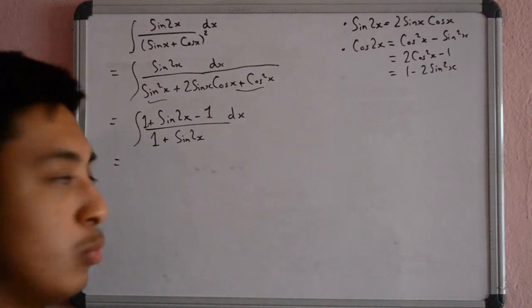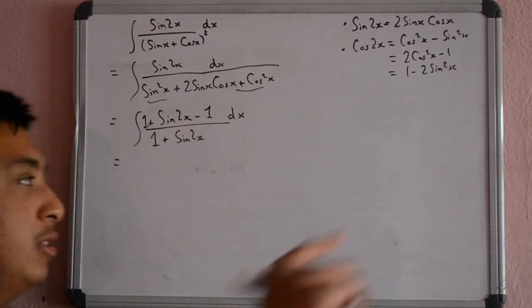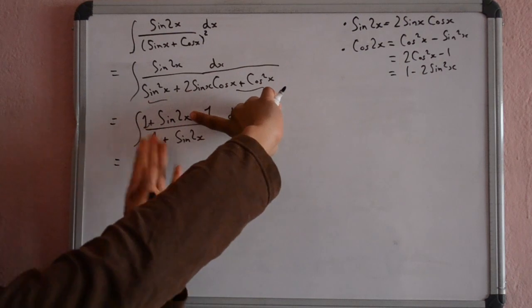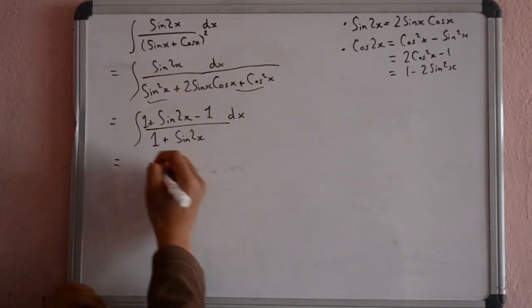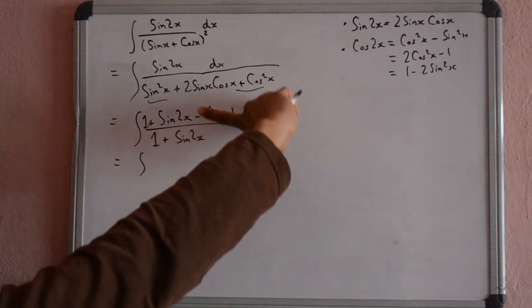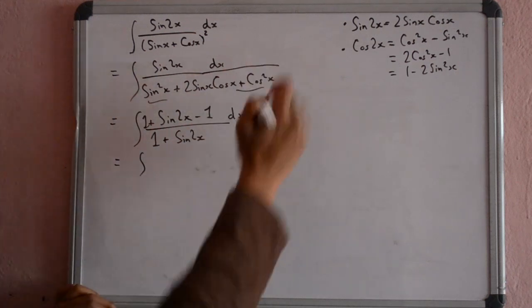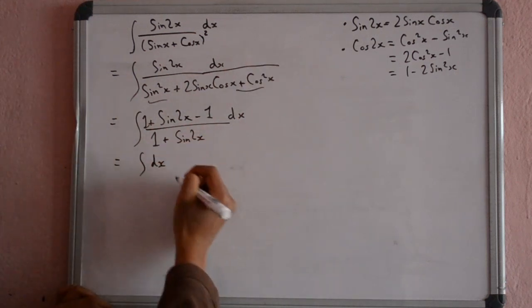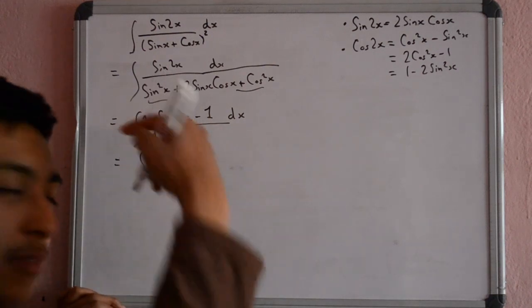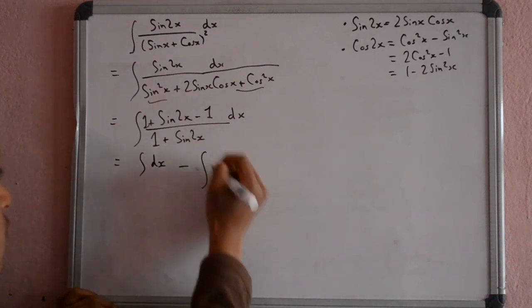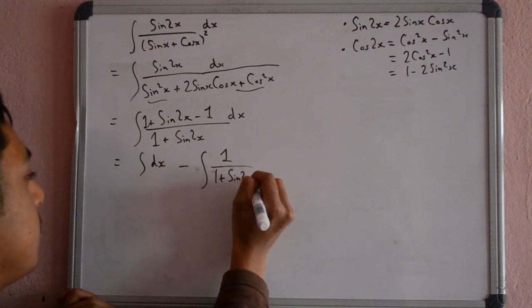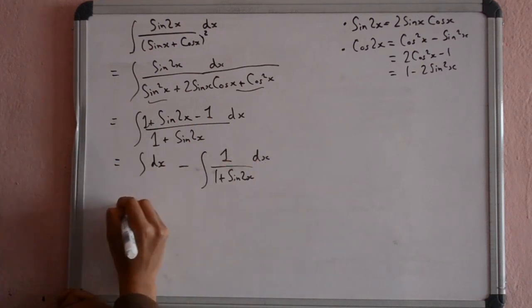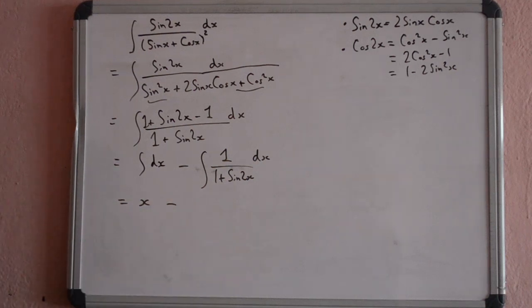So, we'll then have to split this into two fractions. First, this fraction minus that fraction, or the integral, right? So, we'll have first 1 plus sine 2x by 1 plus sine 2x, which will just give us the integration of dx, minus 1 by 1 plus sine 2x dx. Now, integration of this is just x minus.